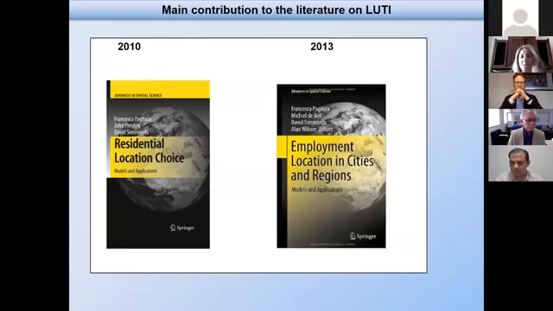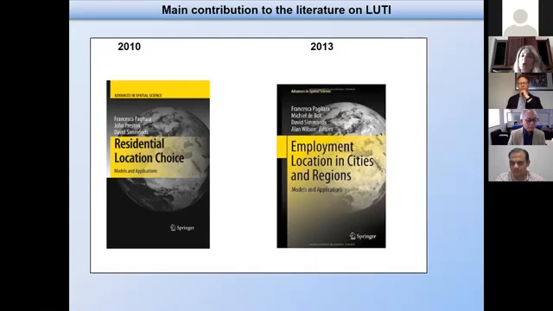They are prototypal in this respect because the big names of the LUTI models, the ones that really have left a sign today and in the past, are there. Two books, one on residential location choice and the other on employment location choice in cities and regions, both published by Springer. I had the idea of promoting these two books when I was a young PhD student working on location choices, and they were published in 2010 and 2013, and the big names are there. Michael Wegener, Douglas Hunt, Paul Waddell, Harry Timmermans, David Simmons, Marshall Echenique, Francisco Martinez, Rolf Moeckel. Both Michael Wegener and Rolf Moeckel contributed to the second book on employment location in cities and regions.